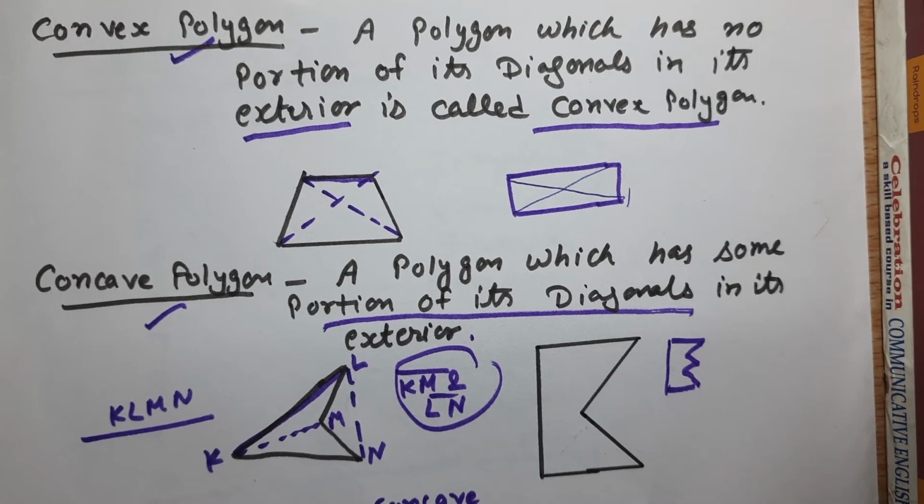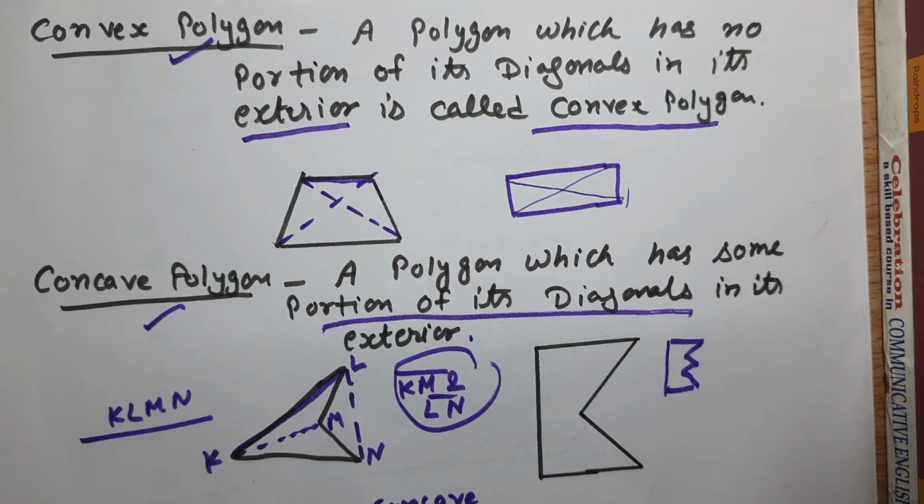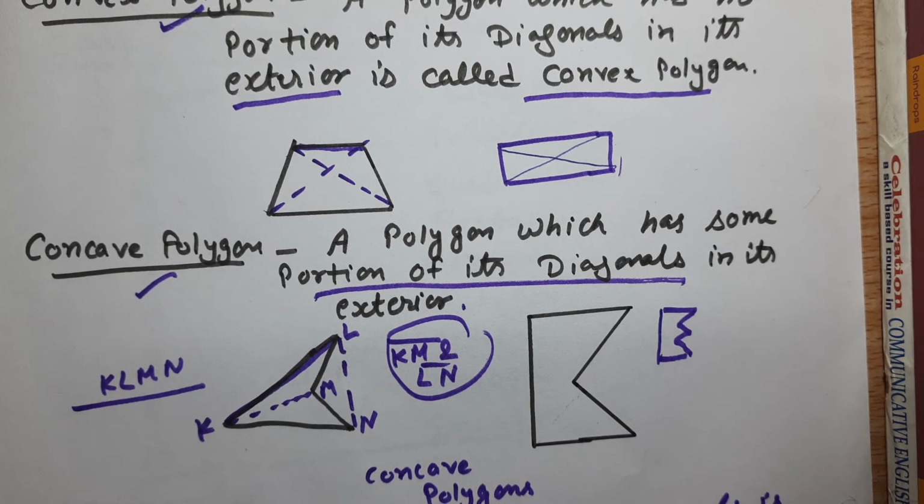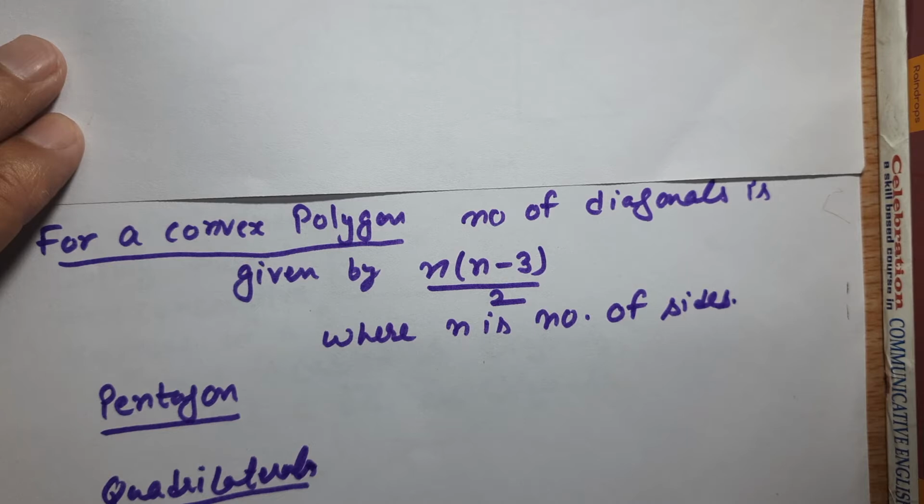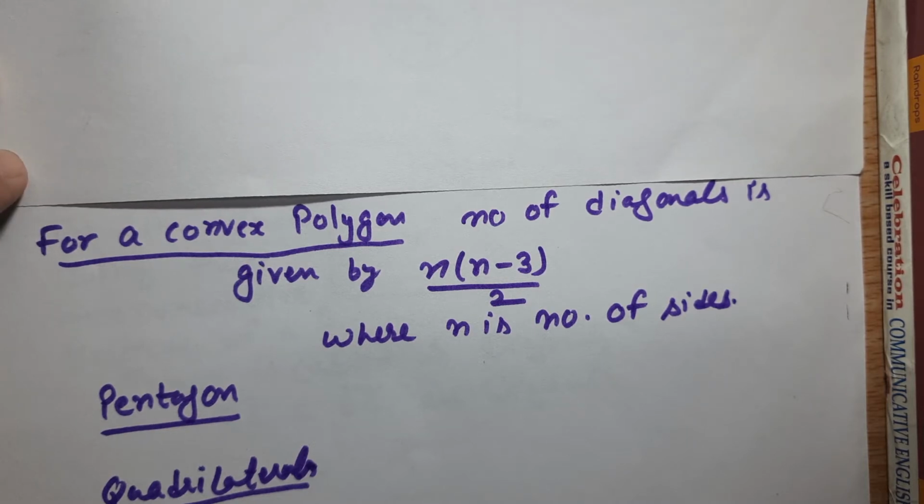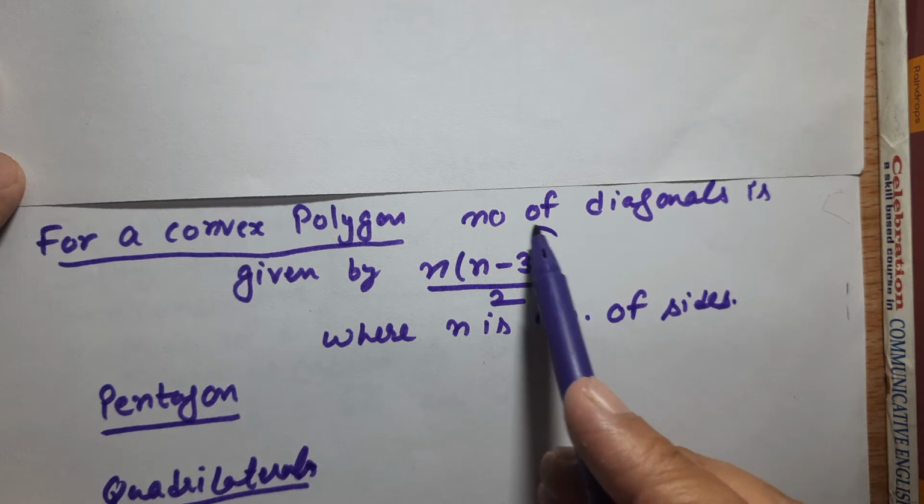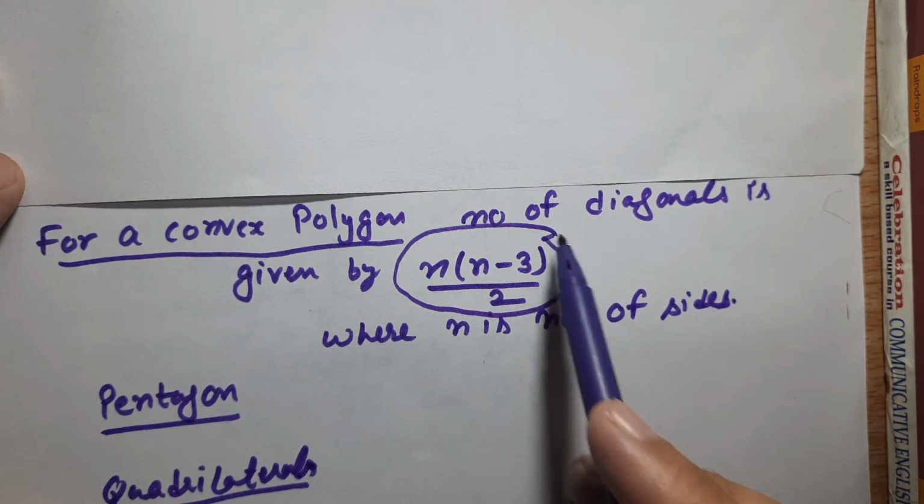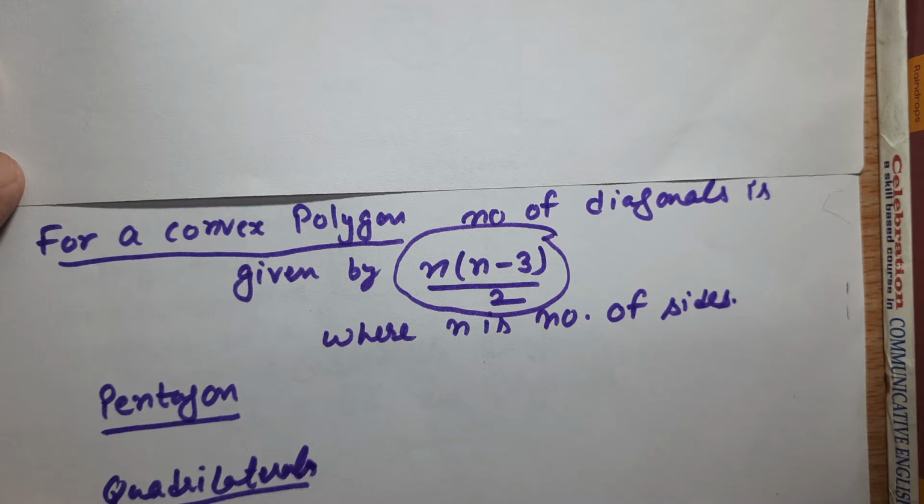Now as you have heard, a quadrilateral has two diagonals. Now I give you the formula for finding the number of diagonals of any polygon. For any convex polygon, the number of diagonals is given by the formula n into n minus 3 upon 2, where n is the number of sides. You need not remember the number of diagonals of any figure. Just remember this formula: n into n minus 3 upon 2, where n is the number of sides.